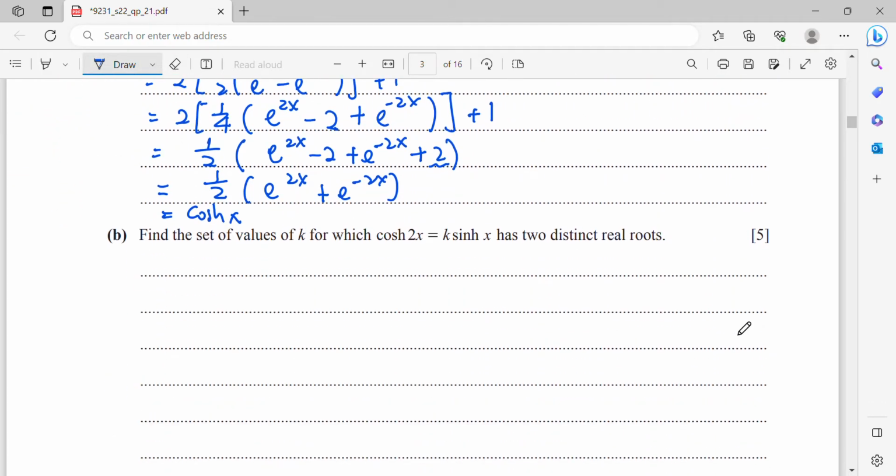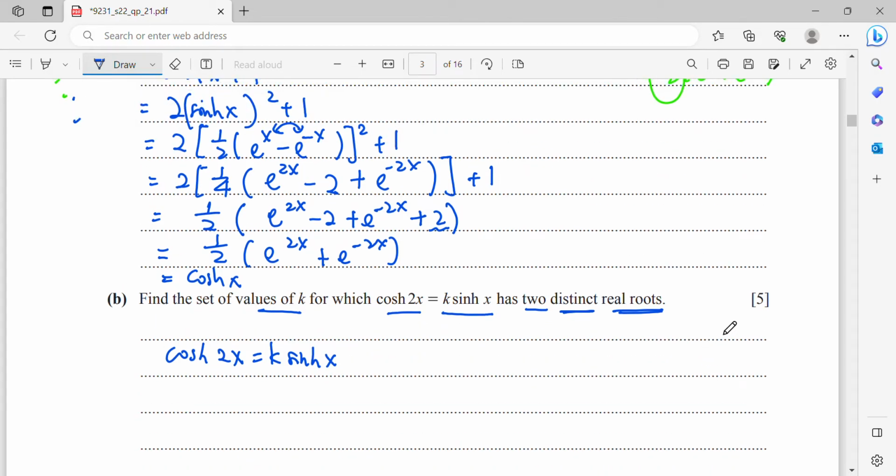So now part B, find the set of values of k for which cos 2x equals to k sin x has two distinct real roots. Okay, so now first of all, rewrite.